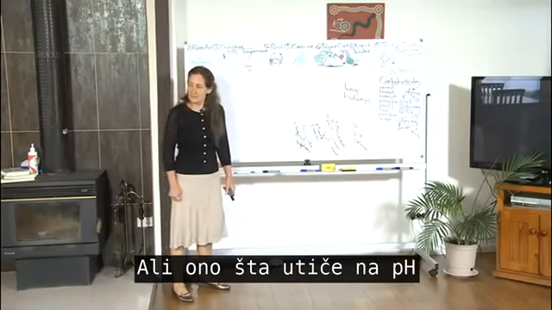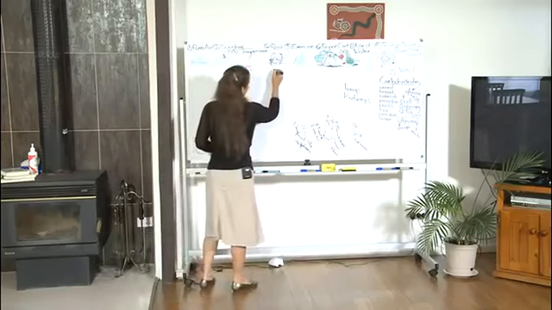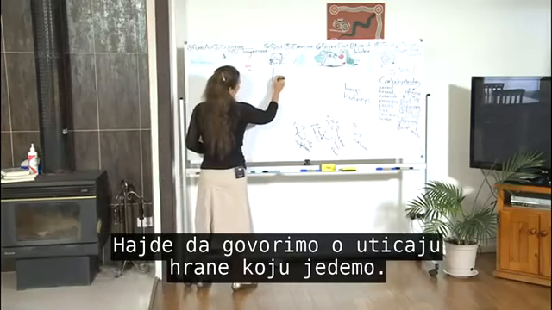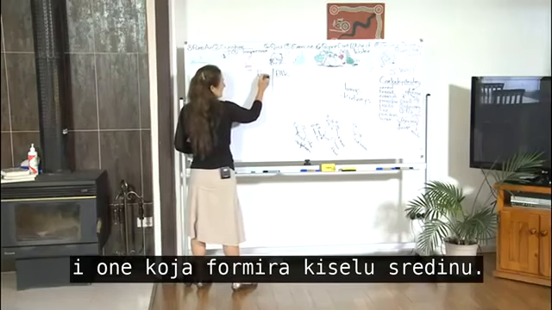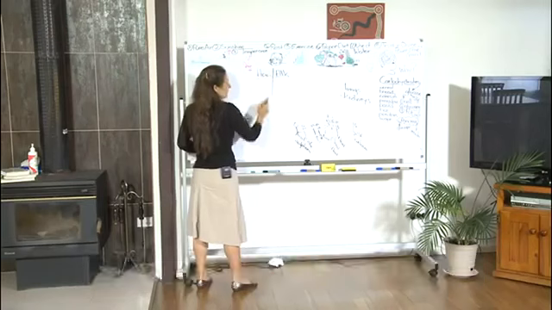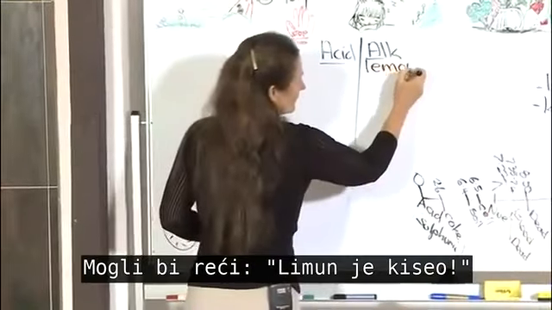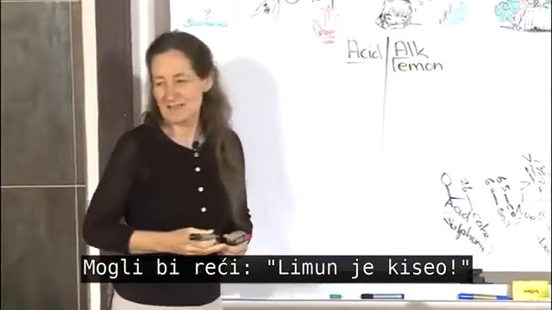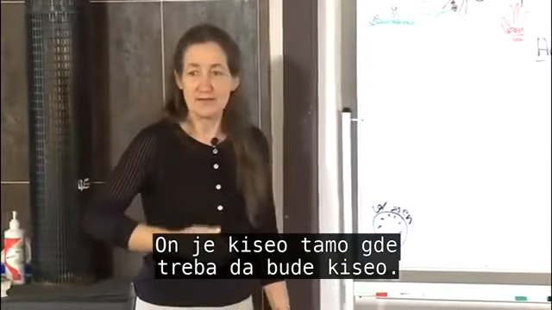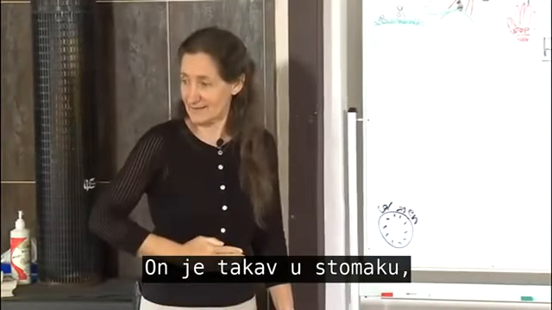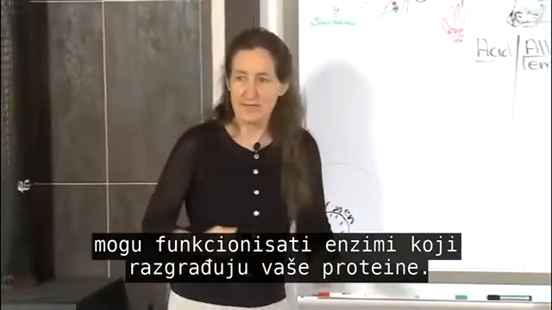But what affects the pH probably more than anything else is the food that we eat. Let's have a look at the effect of the food that we eat. I'm going to make a list of alkaline forming foods and I'm going to make a list of acid forming foods. The most alkaline forming food is the lemon. And you might say, lemon is acid. You're right. You test the lemon, it is acid. Acid where it should be, in the stomach where that should be acid. Because only in an acid environment can those enzymes work that break down your protein.